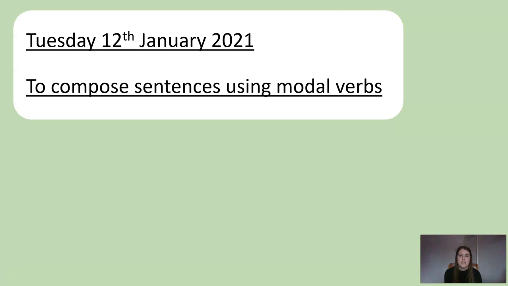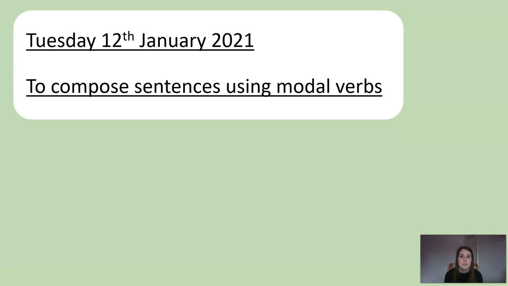Year 5. So welcome to your second English lesson this week. Yesterday we looked at adverbs of possibility and certainty, and today we're going to look at composing sentences using modal verbs. We've looked at modal verbs once before, and I know that it's been part of our spelling scheme from last time, so we're going to look at it in a little bit more detail today using our Tuesday book to help you.